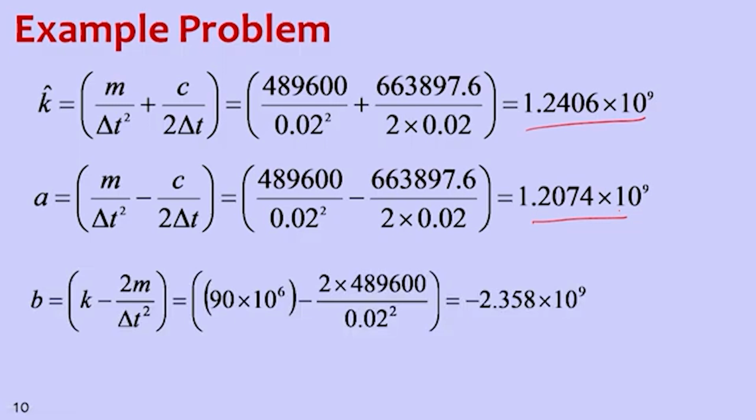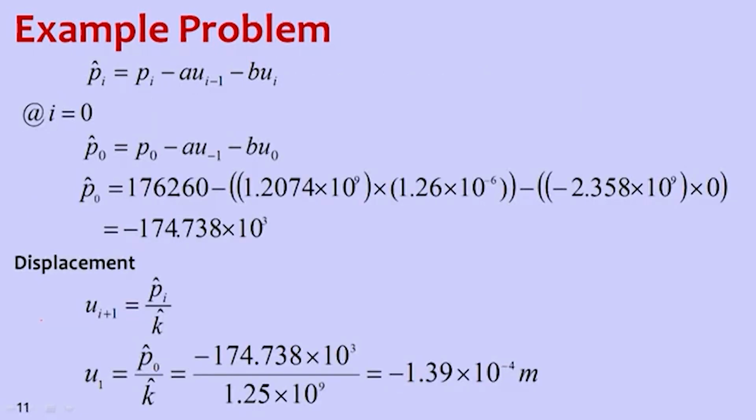Similarly, B is calculated as k minus 2m by delta t square, where k is 90 into 10 to the power of 6 minus 2 into 489600, which is the mass of the structure, by 0.02 square, which is coming around minus 2.358 into 10 to the power of 9. These three values are constant throughout the problem, specific to that problem.